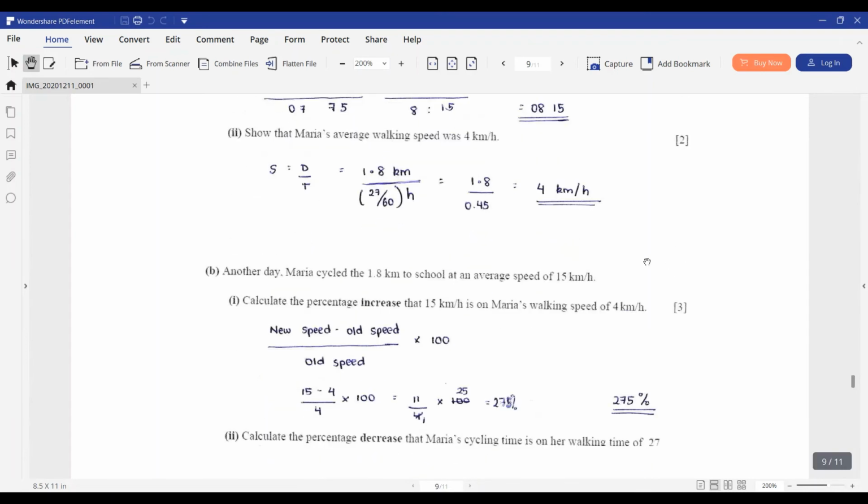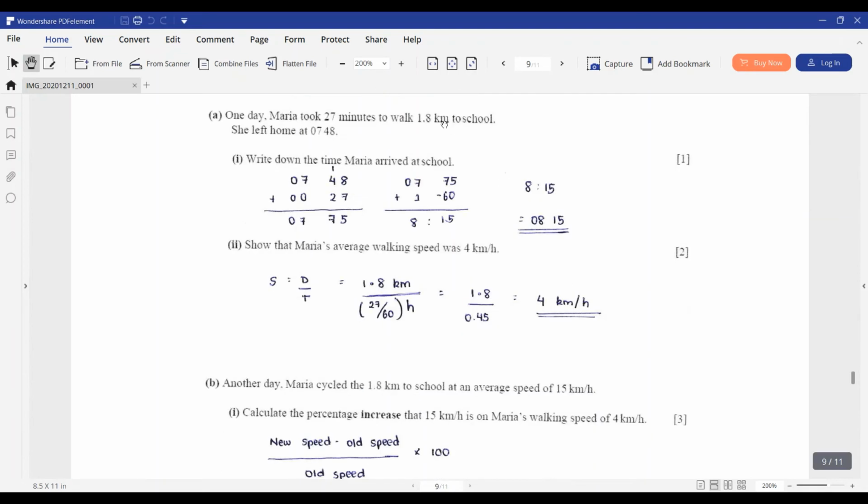Show that Maria's average walking speed was 4 kilometers per hour. So to find average walking speed, in general to find speed, we need to find distance over time. That's the formula. So the distance is 1.8 kilometers as it is given in the question here. And now the time. We know the time is 27 minutes, but we need to put this in hours.